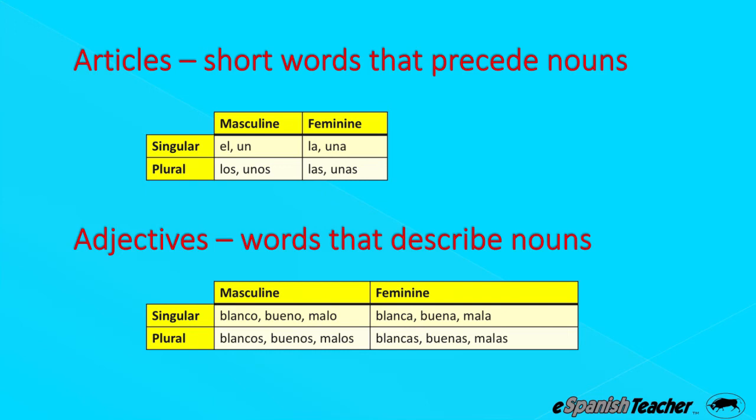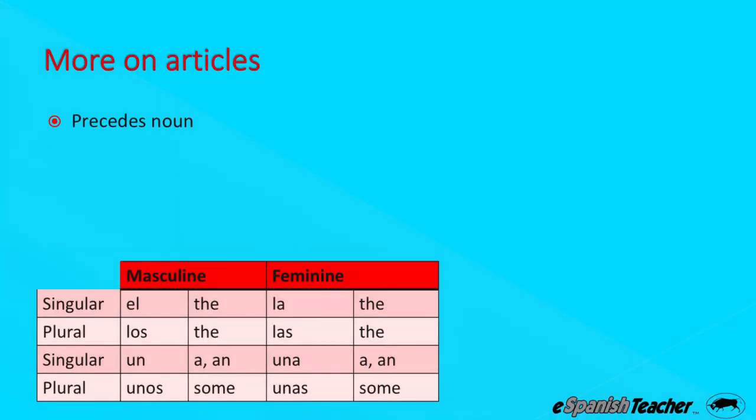And likewise on the bottom row, plural masculine, blancos, buenos, malos. And then when you're using plural feminine nouns, you would use these adjectives to describe them. Blancas, buenas, and malas. All right, so I hope that's clear. And now we're going to start to see some examples. But just a quick word on articles first.